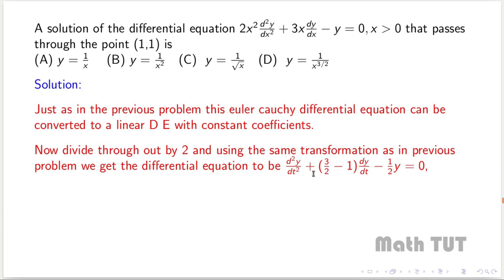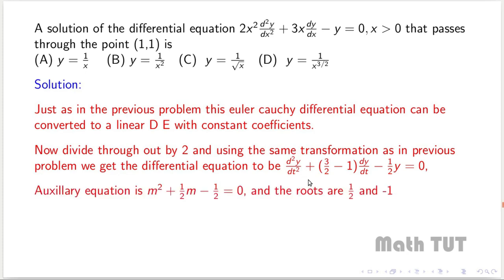That is d square y by dt square plus (3 by 2 minus 1) dy by dt minus y by 2 equal to 0. Then we have the auxiliary equation m square plus m by 2 minus half equal to 0, and the roots we get are half and minus 1. Since we have real and distinct roots, we have the solution c1 e power m1 t, where m1 is half, plus c2 e power m2 t, where m2 is minus 1. So we get the solution as c1 e power t by 2 plus c2 e power minus t.